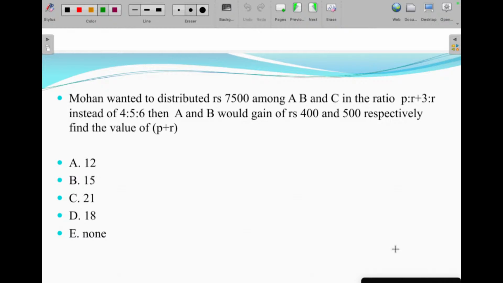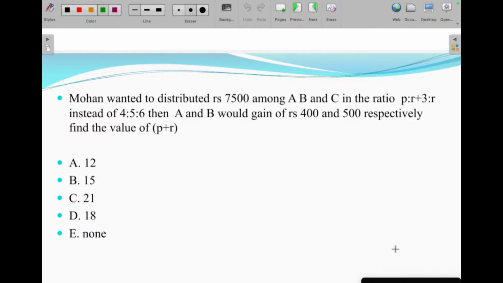What is the question? Mohan wanted to distribute 7,500 rupees to A, B, C in the ratio P, R plus 3, and R instead of 4, 5, 6. Then A and B would have gained 400 rupees and 500 rupees respectively. It is the same type of question as in the previous module. It is a main concept, variables. So try to solve this question, easy only.